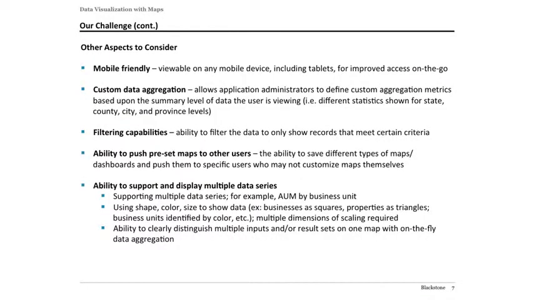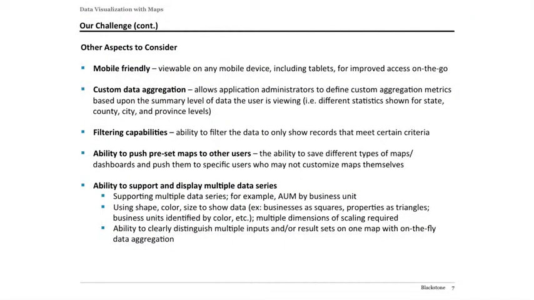So next is it has to have custom data aggregation. Every zoom level should be able to display different data depending on the metrics. So say on the state level, we want to see assets under management, or on the city level, we want to see the actual properties that we have there. So as you zoom in, you should be dynamically able to change the data sets. Filtering capabilities, right? Users should be able to filter any data that was shown on the map. Ability to push preset data and preset maps to users.